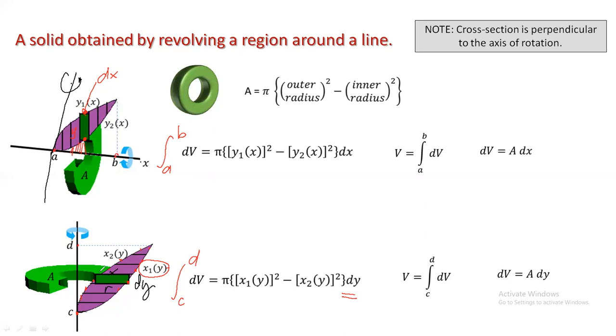Any question? You can see here, for horizontal axis, it's dx. For vertical axis, it's dy. Just like with the disk method. Any question? Okay. If there are no more questions, then we will proceed.